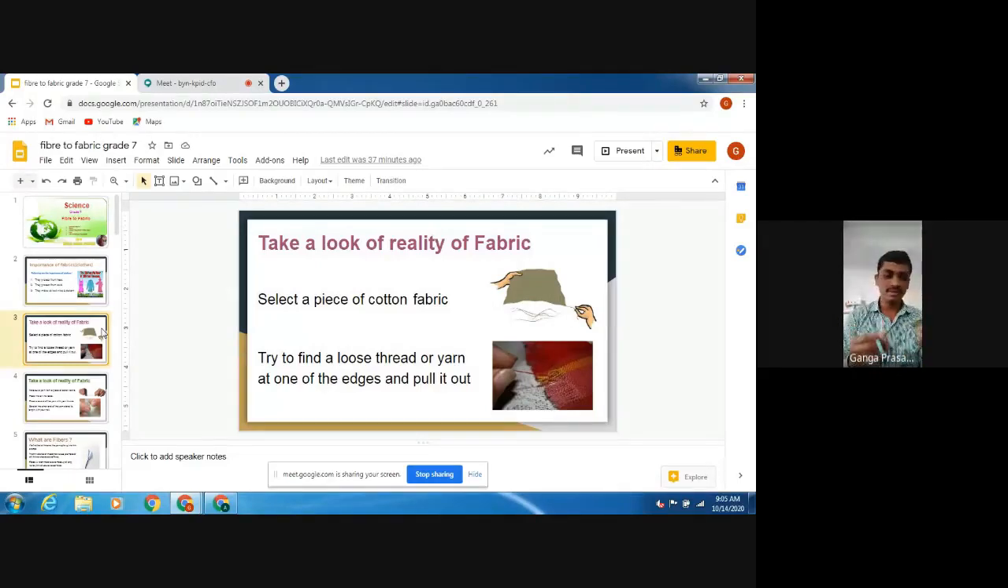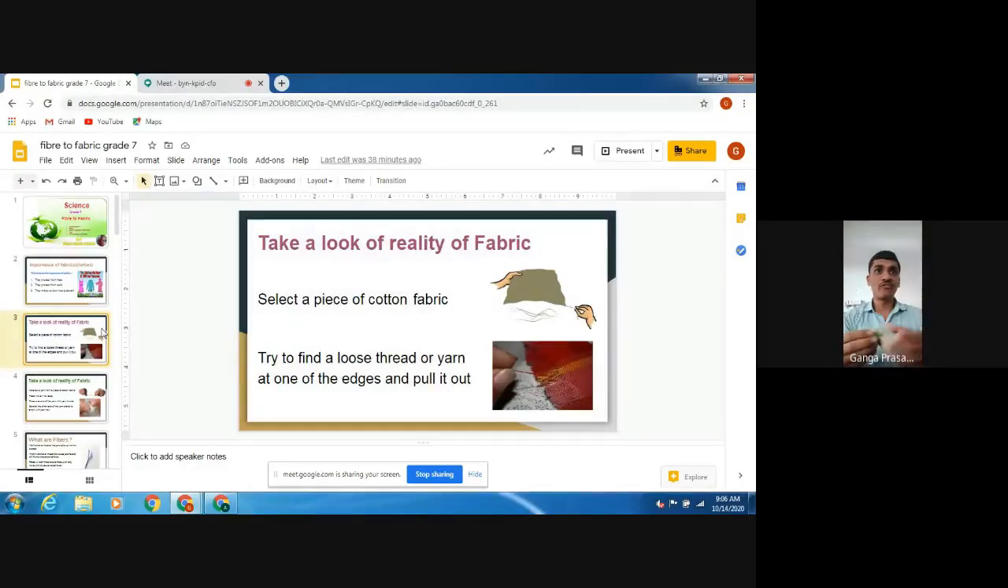So try to take a scissor and cut one edge or corner of the fabric. Try to loosen the thread. See, try to do like this. It will become a little loose, and you will get small, narrow threads from it. See here, I am getting that. So we can get small, narrow threads from that fabric, right?